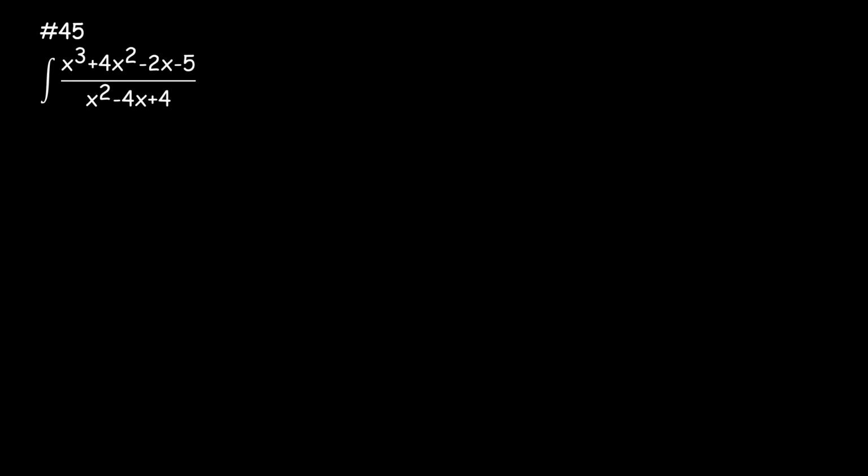Next, we have the integral of x cubed plus 4x squared minus 2x minus 5 all over x squared minus 4x plus 4. So for this question, we need to use long division to simplify it because the degree in the numerator is greater than that in the denominator. So we're going to use long division to simplify.